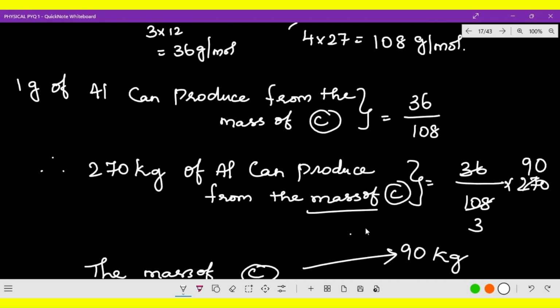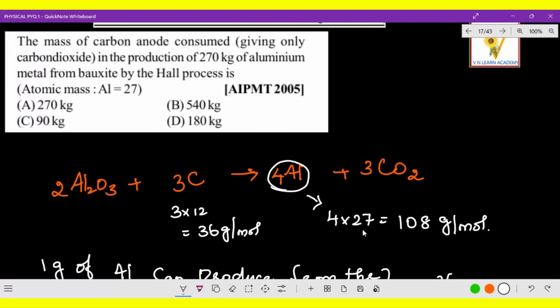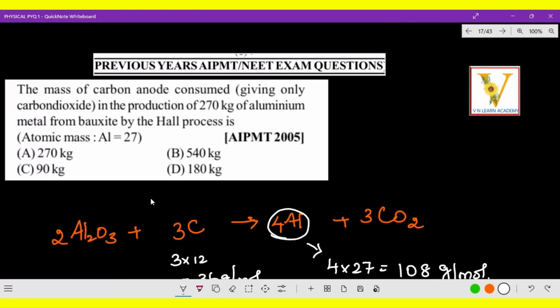Now come on, let us check which is the correct option. Here the answer is blinking. C is the correct option, 90 kg. I hope you got the idea of how we go for it. Generally, all the questions from physical chemistry need logical thinking only. If you have presence of mind and logical thinking, you are able to handle the questions very well. Come on, let's go to the next question.